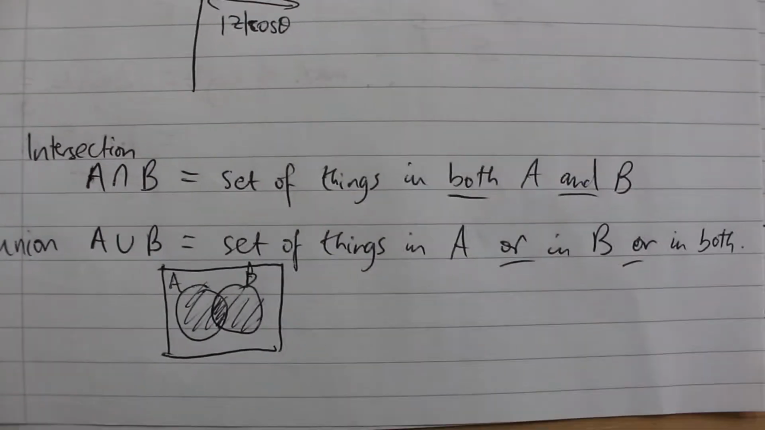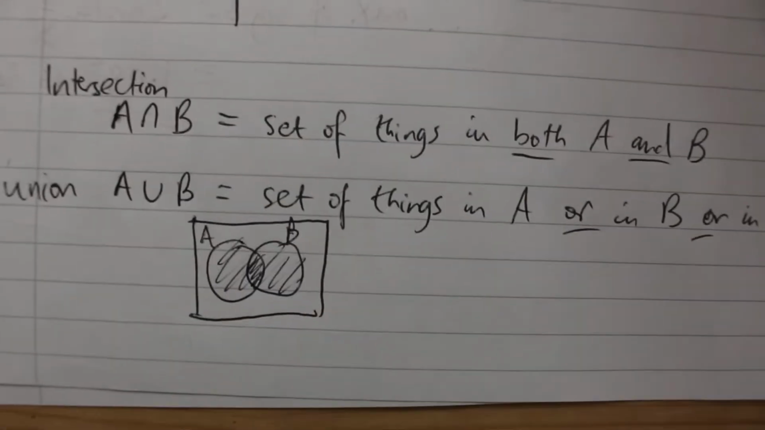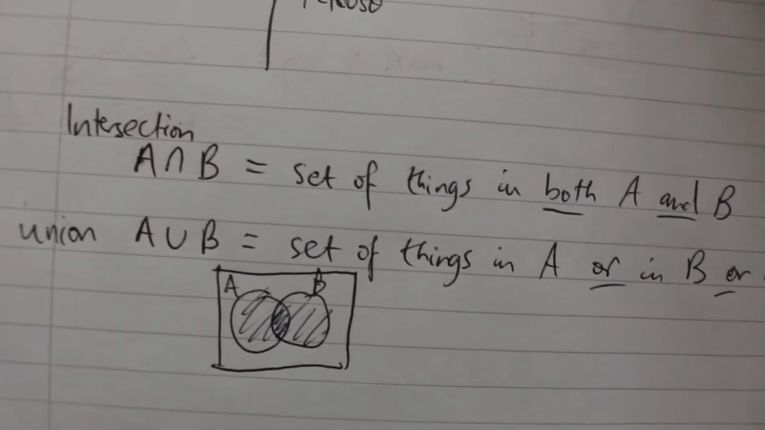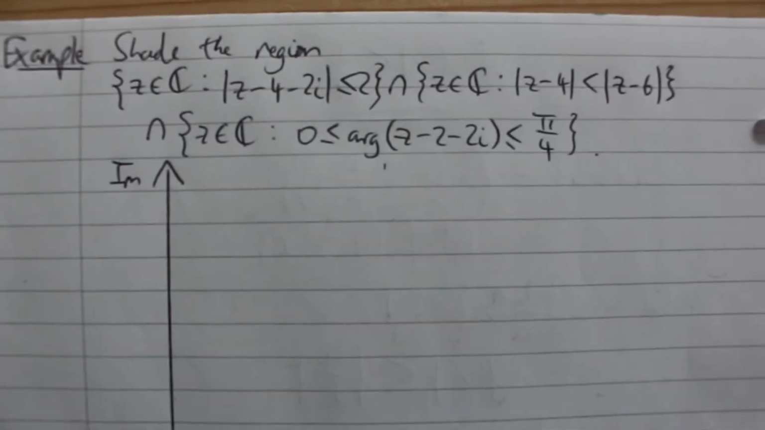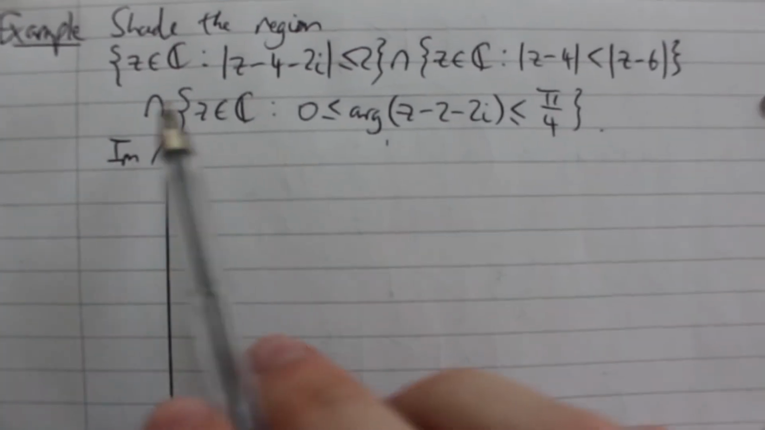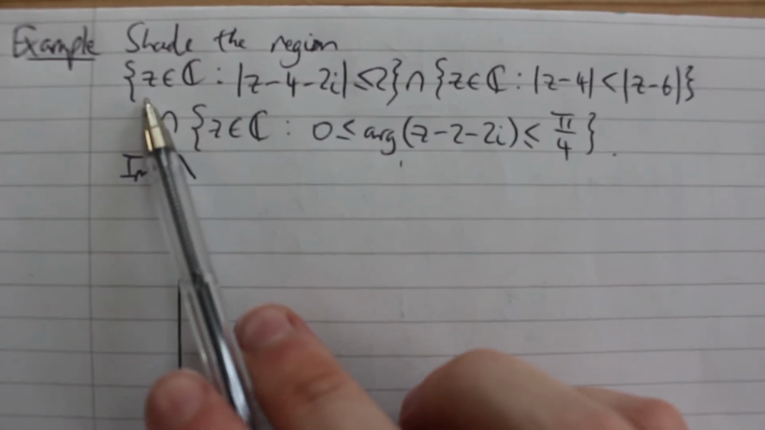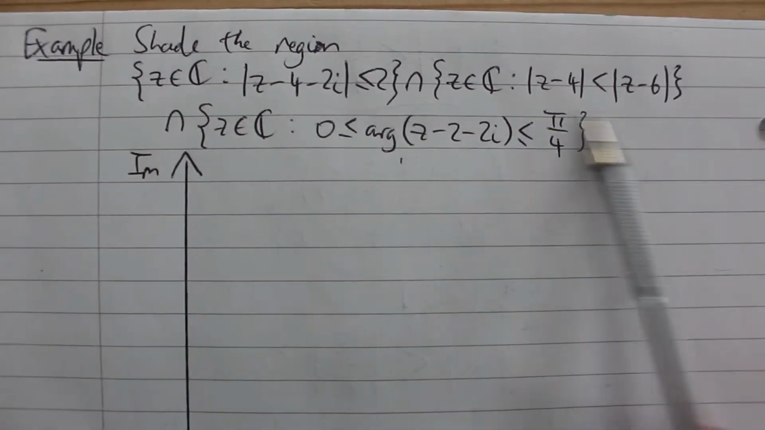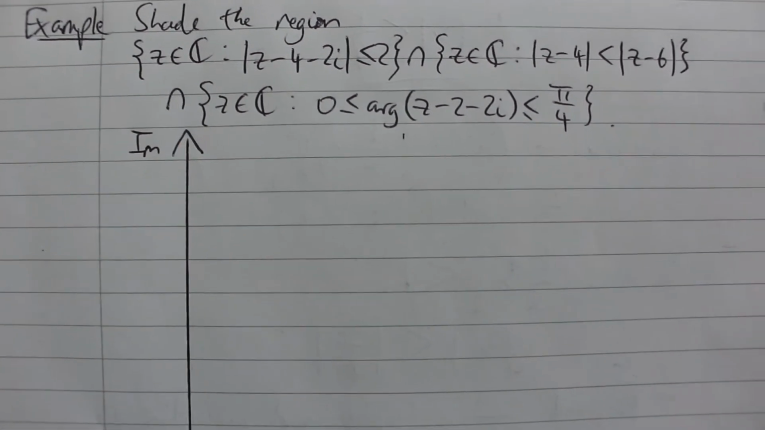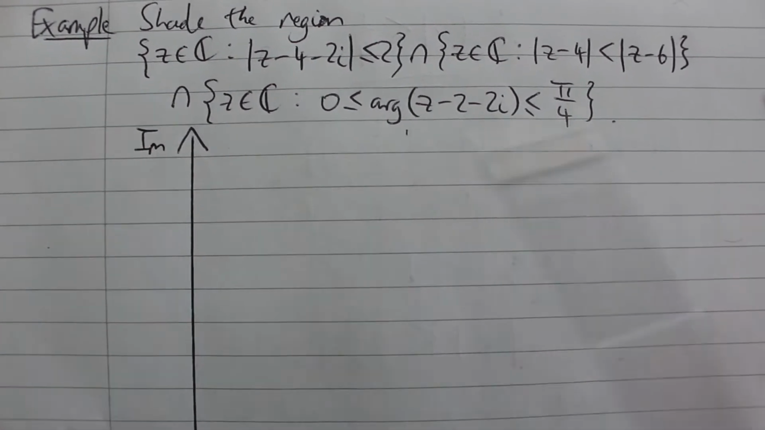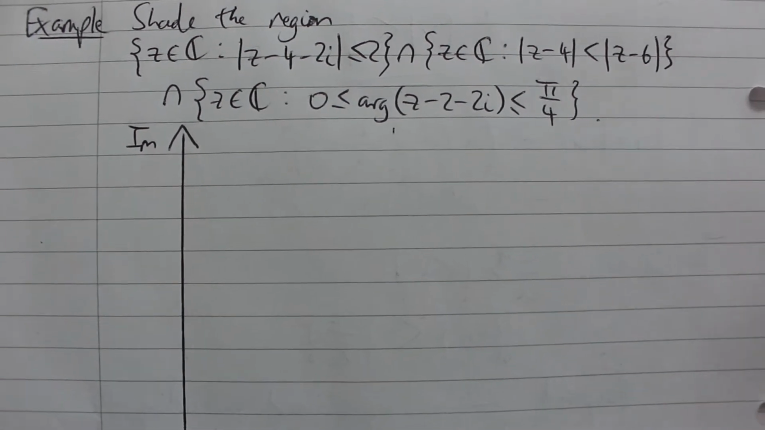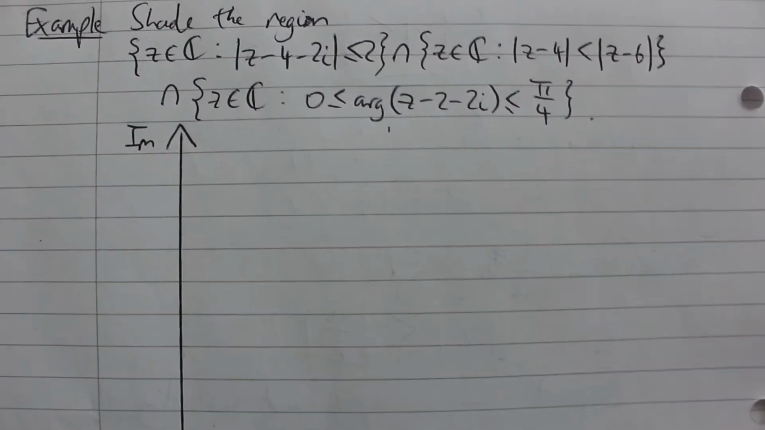So we're going to apply this to shading regions of the complex plane. Given this region, it's the intersection of these three sets, and we want to shade this region in the complex plane.